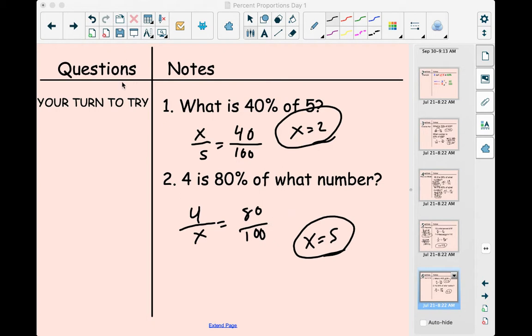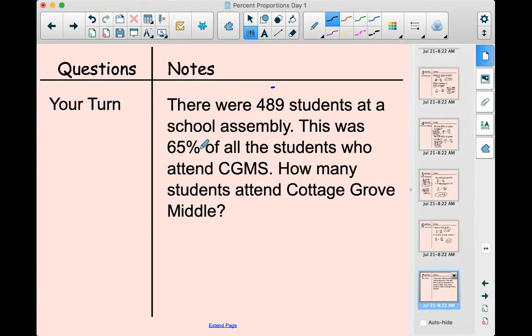All right, let's try a word problem. I'll read it for you, and then decide which is missing, the part, whole, or percent, and see if you can set up and solve a proportion for it. There were 489 students at a school assembly. This was 65% of all the students who attend CGMS. How many students attend Cottage Grove Middle School? All right, give it a shot. We'll see how you do.